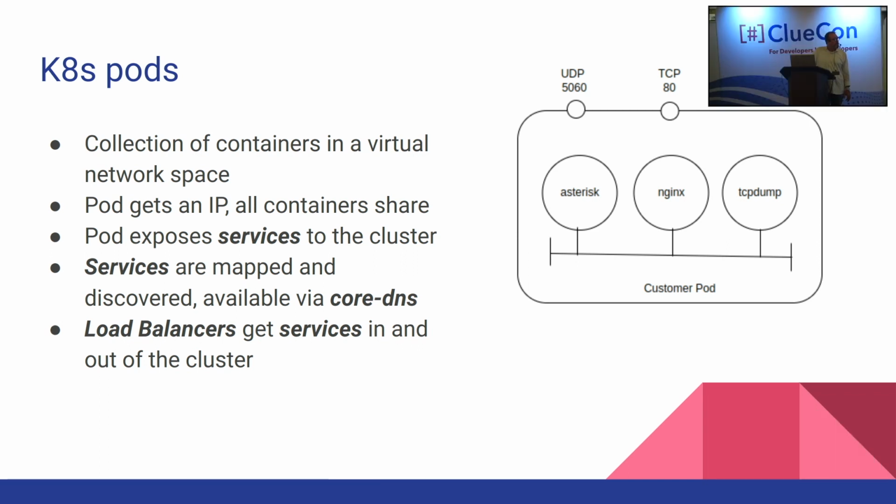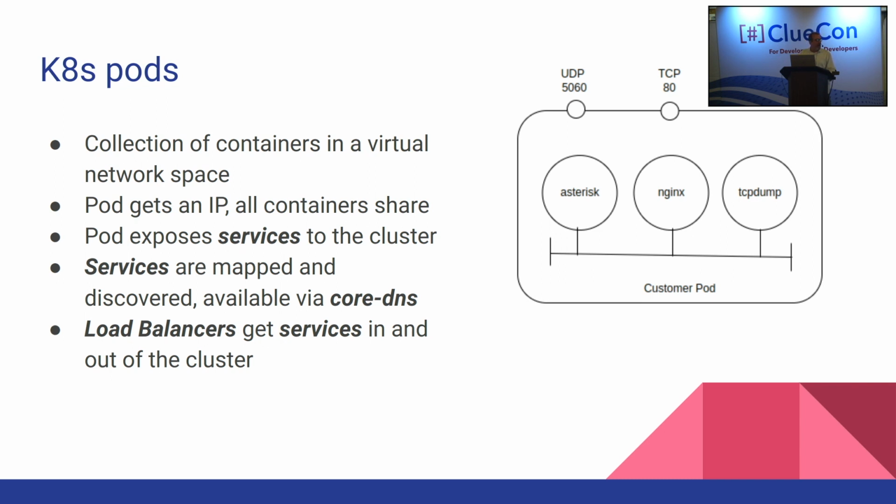So these 3 circles you see in the middle, Asterisk, Nginx, and tcpdump, are containers that have been collected into what we're calling a customer pod. These live on a virtual network that is pod specific. So these containers all talk to each other on the loopback interface. They expose ports to be able to provide services. So this particular pod is going to expose the SIP port, obviously, and TCP port 80 for a web interface that we're designing for our customers.